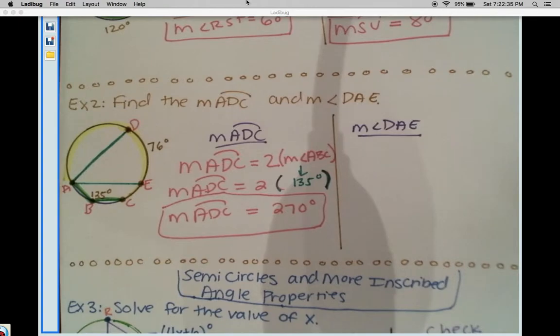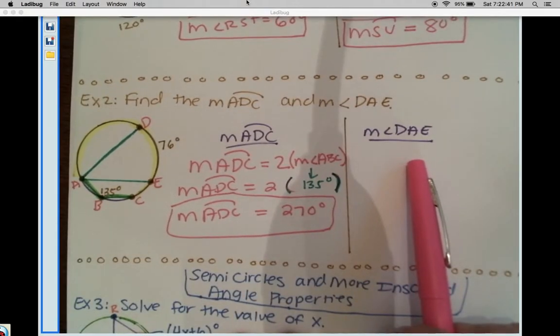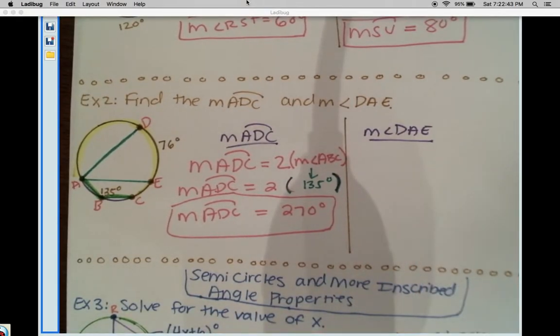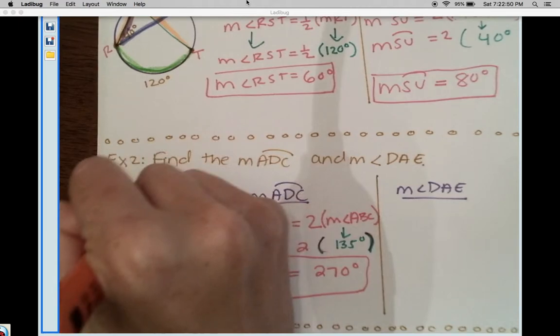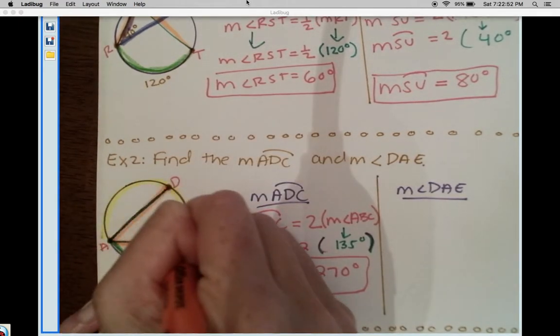Man, that was incredible, right? But we're not done yet. We still got another half of the problem to solve, so let's keep going. Now we want to find the measure of angle DAE. I'm going to highlight it so we can see it a little better in our picture. The measure of angle DAE is this one.